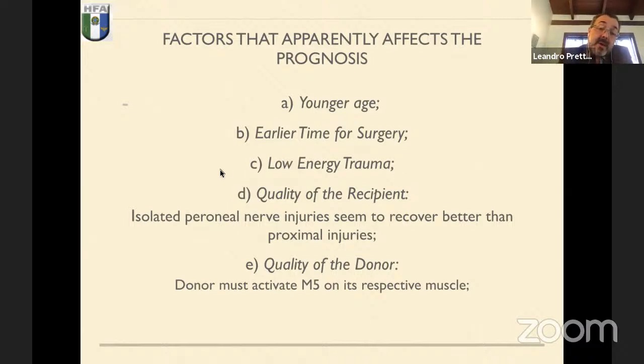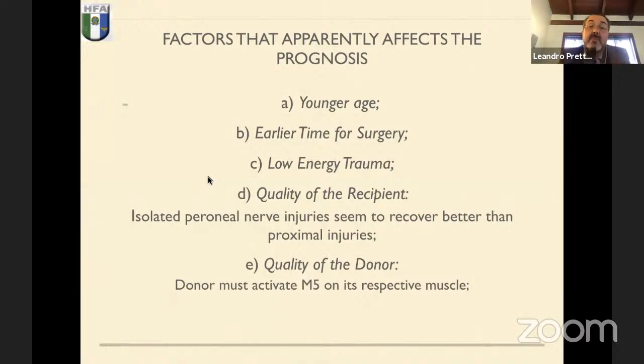And it's very important to check the quality of the recipient. We know that isolated peroneal nerve injury seems to recover better than proximal injury, for example, high sciatic nerve injuries, but only in those cases in which there is low energy trauma.